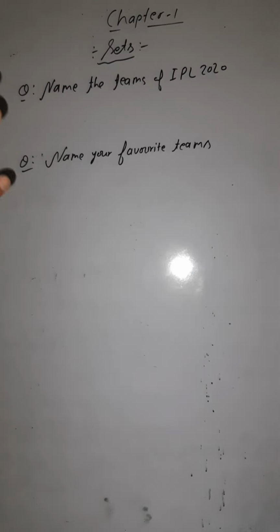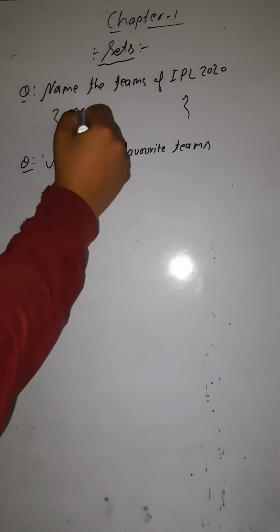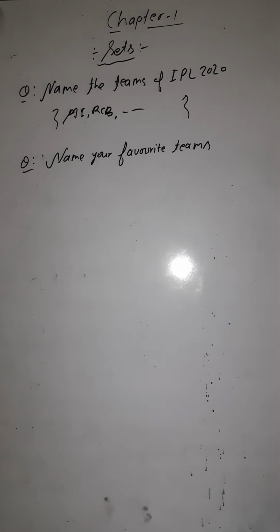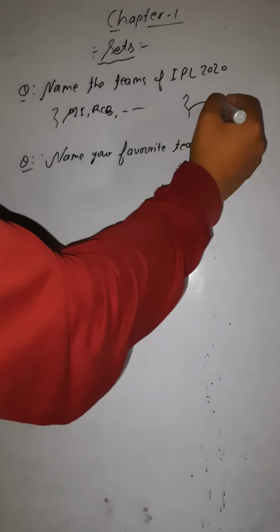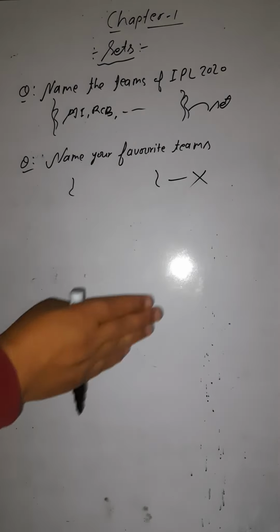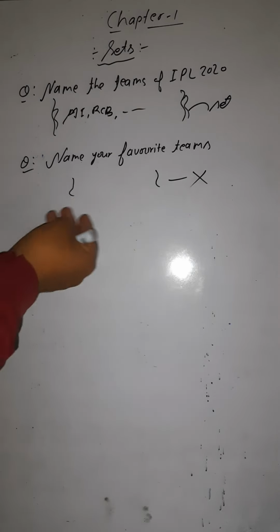So here you have a collection of the fixed teams, like MI, RCB, etc. Here you have a fixed, well defined collection. Where you have a well defined collection, you call it a set. So this collection would be termed as a set, and this other collection would not be termed as a set, rather it is simply a collection of favorite teams, because it would vary from person to person.